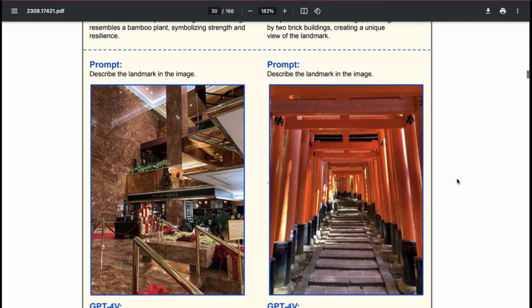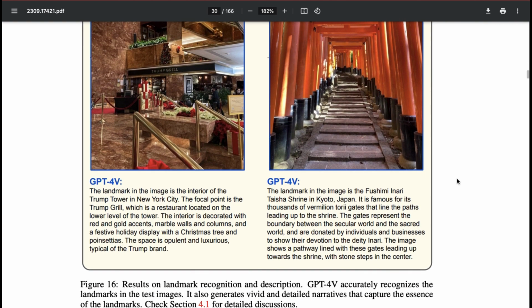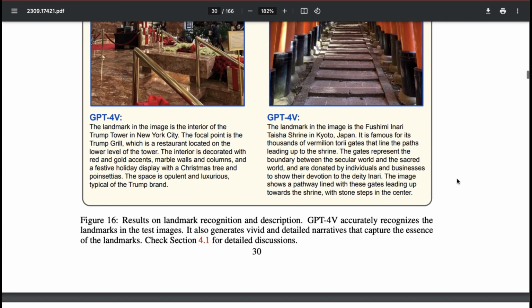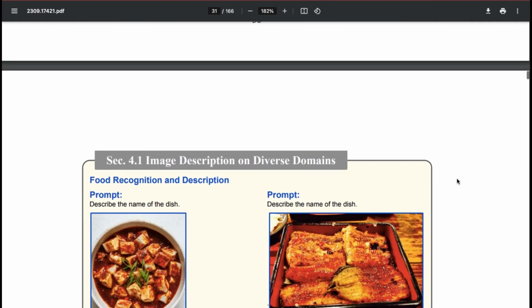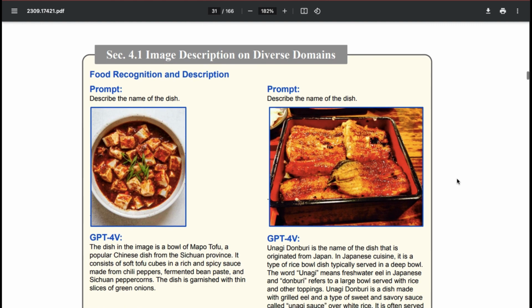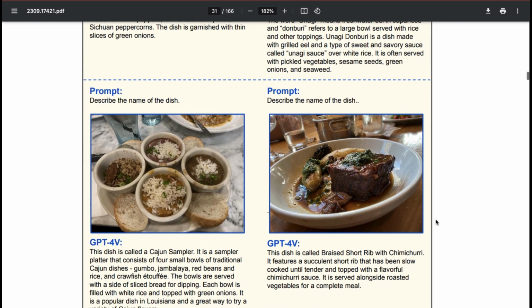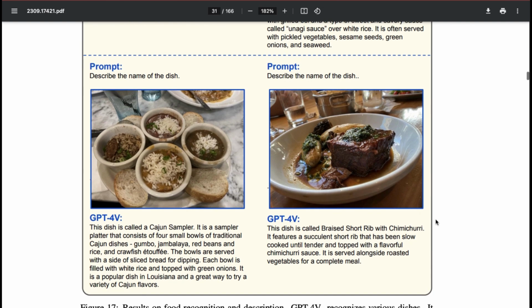My guess is for landmarks it's never seen before, that might be hard, and that might really test its generalizability. There's also food description, how you can describe food. Seems to be doing a pretty good job. So it describes unagi, a Japanese style meal. It describes tofu from China. There's the braised short rib. It identifies that as well.